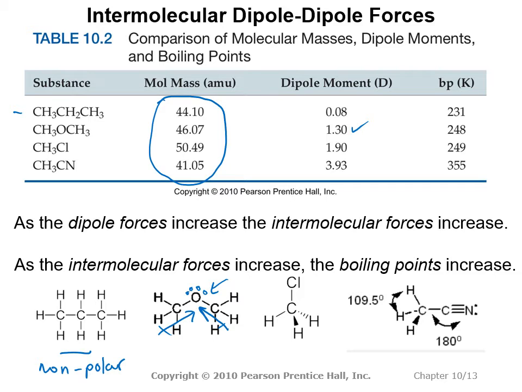When we have chloromethane, now this molecule is very definitely polar. It has a dipole moment of 1.90, and the boiling point goes up again. And then we have the nitrile group where we have the very polar carbon-nitrogen bond, and so this molecule has a high dipole moment and the boiling point increases again. So as the dipole moment or polarity increases, we also see that the boiling point increases.